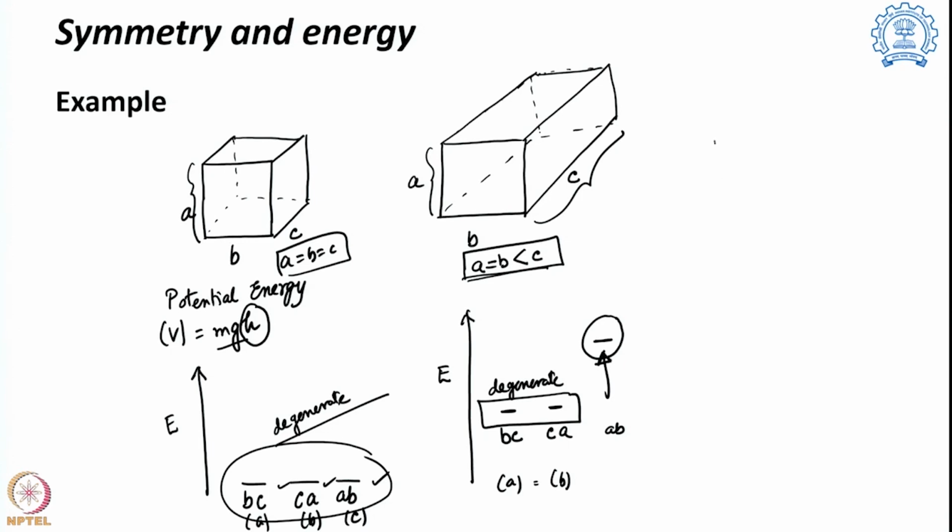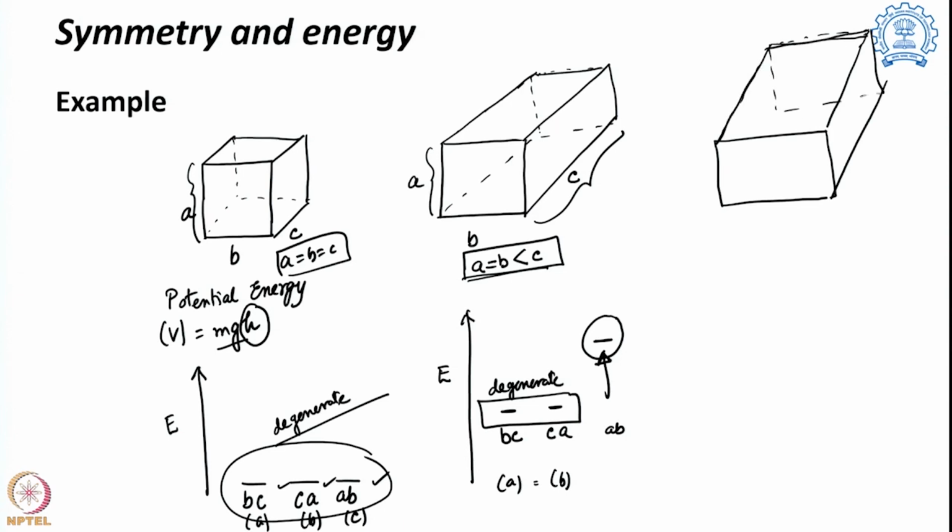Now take an example, the third case, where it is such a case where I am breaking the symmetry further. So this is A, this is B, this is C, and it is such a way that A is less than B is less than C. So all of them are now different.